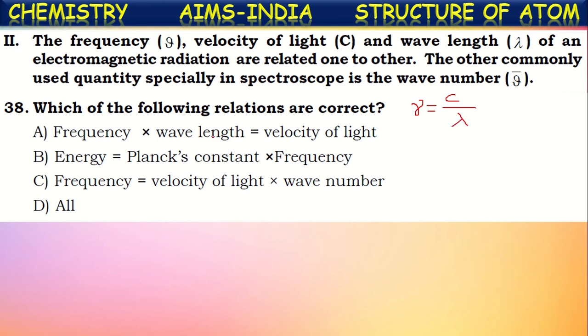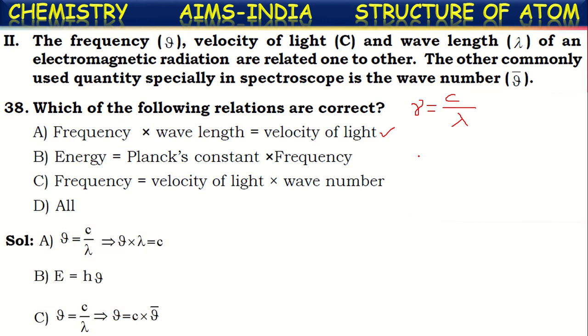Frequency into wavelength is equal to the velocity of light. This is correct. Now, energy: what formula do we have? E is equal to h nu. It is Planck's equation, where E represents the energy of the radiation, nu is the frequency of radiation, and h is Planck's constant.